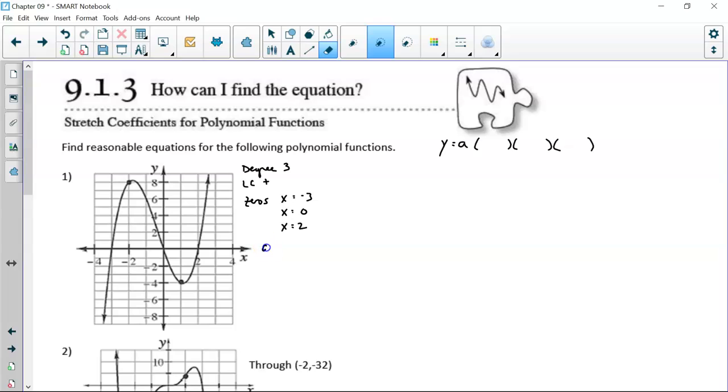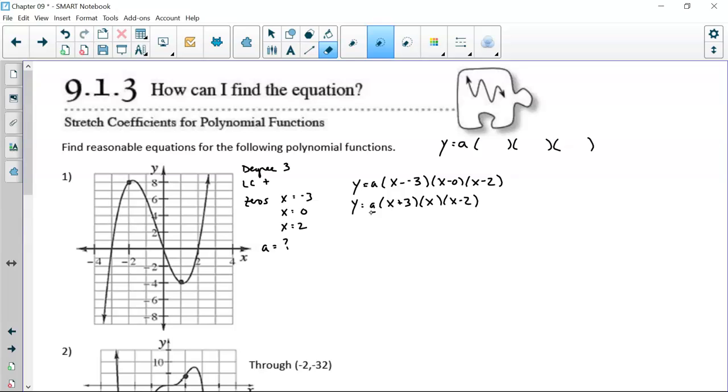What I want to do is I need to solve for a. So what we're going to do, y equals a times x minus -3, they're my x's, x minus 0, x minus 2. So y equals a times x plus 3 times x minus 2. Now we need to solve for a.